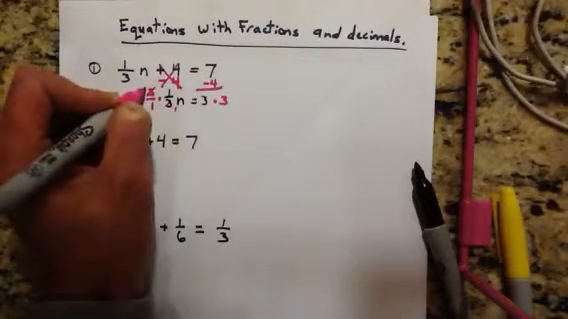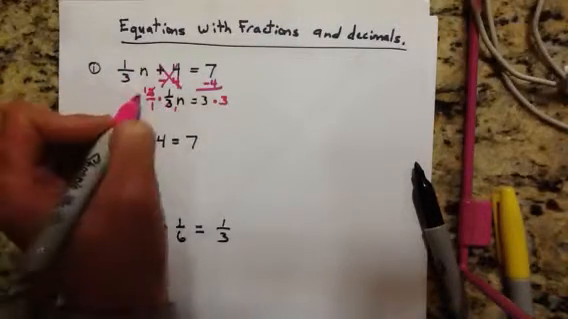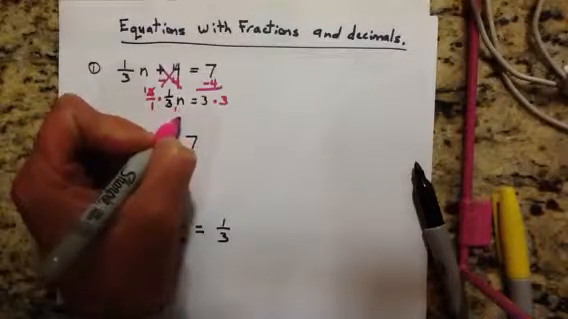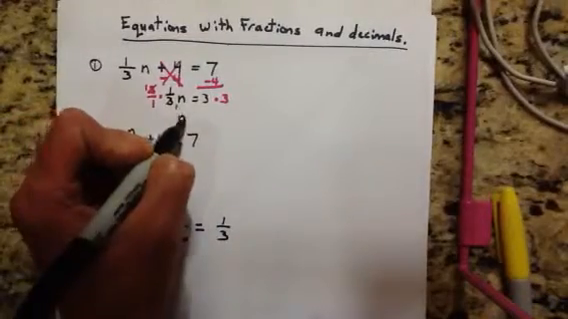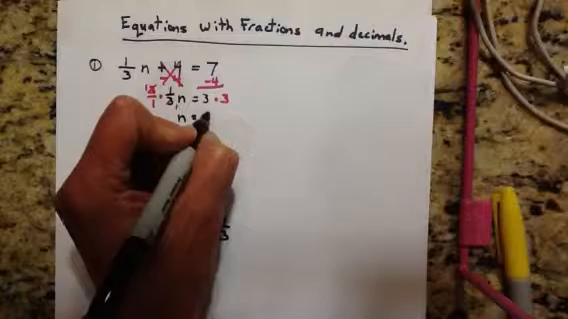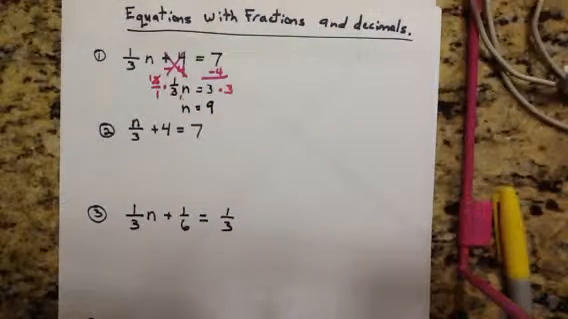These cross cancel, they become 1. 3 divided by 3 is 1. 3 divided by 3 is 1. 1 times 1 is 1, so 1 times n is n. And that's why you use the reciprocal. And 3 times 3 is 9. So that shows how you use the reciprocal.